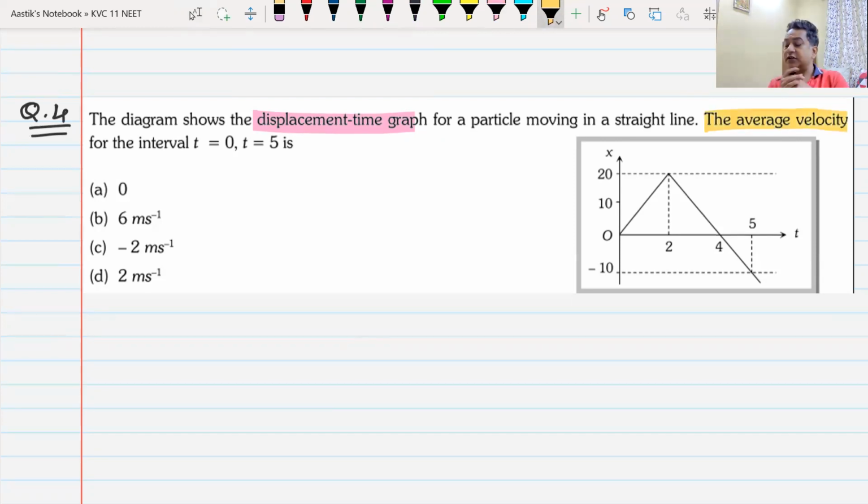Average velocity for the interval 0 to 5. You can look at the interval 0. This is 0. This is 5. What is the average velocity from 0 to 5? And I patiently, with a lot of patience, await your answers.